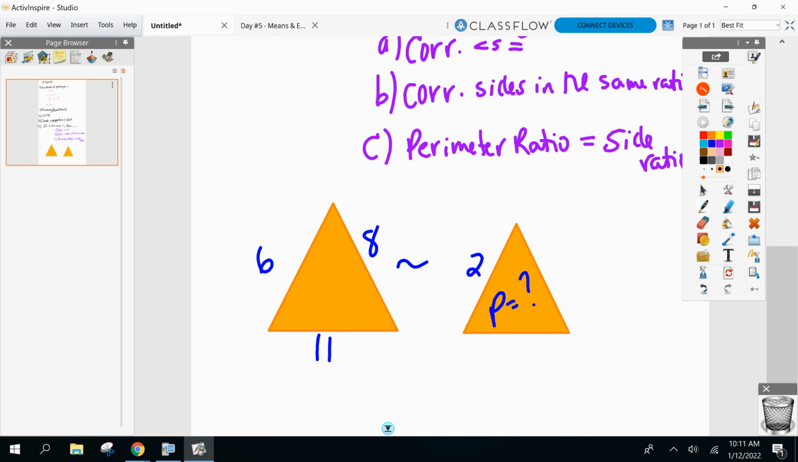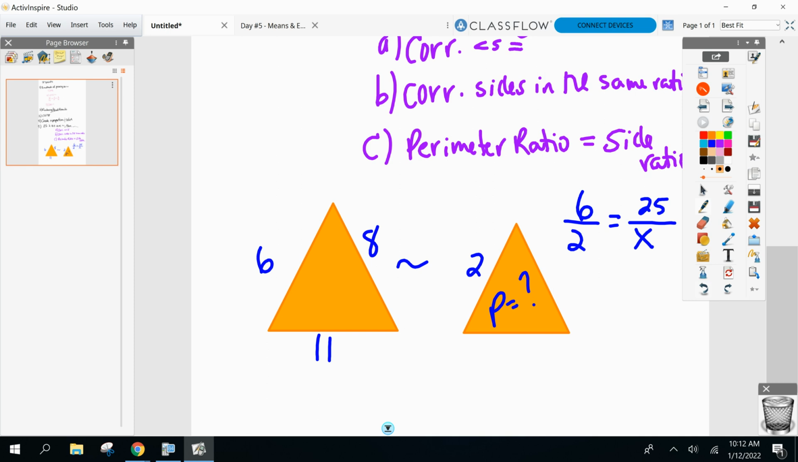Okay. So what you can say is, all right, well, I know 6 and 2 match up. They're the two smallest sides. 6 over 2 is the same ratio the perimeters are in. Can I find the perimeter with the side of 6? I just add them up. What's that? 14 and 11, 25. That's what I mean by the side ratio is the same as the perimeter ratio.